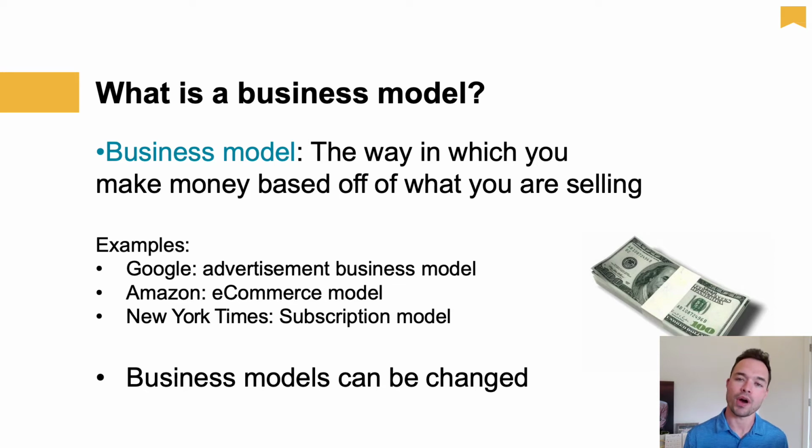Okay, Amazon, it's an e-commerce model. They want to sell products to you both from Amazon directly and also through third-party sellers, and Amazon takes a cut of that. Now, Amazon has a million different ways they make money, and we'll talk more about that. But primarily for this example, we're going to say they're an e-commerce model. They're selling products online.